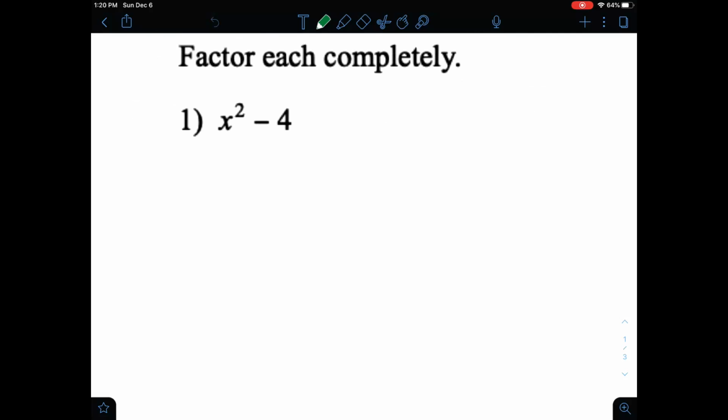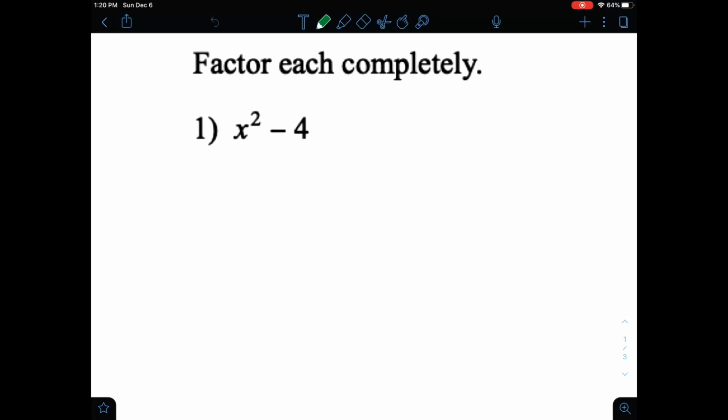So number 1 says x squared minus 4. First things first, is there a GCF we can pull out of here? No, this is a 1. There's no x over here, so no GCF. How many terms do we have here? Well, terms are separated by addition and subtraction symbols, so we have an x squared and a 4. We have 2 terms.